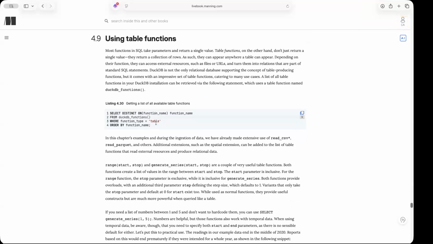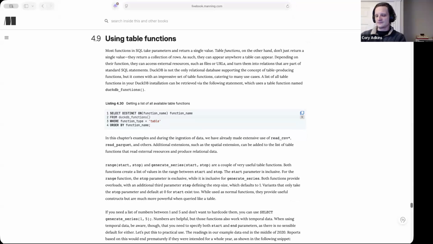So, distinct on function name. The dplyr syntax would be just distinct function name. That would give you the unique values. So I ran this, it works, but I don't understand. I wouldn't reach for an ON here. What is the DuckDB syntax for distinct?